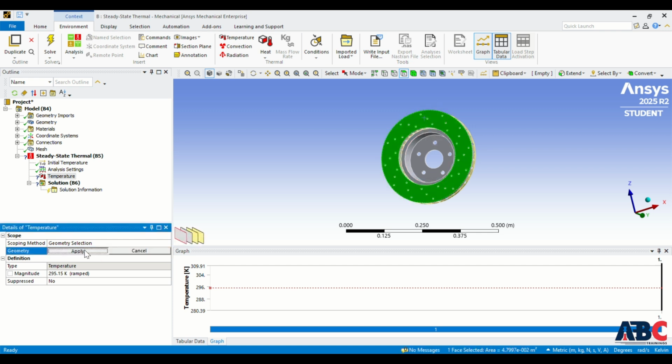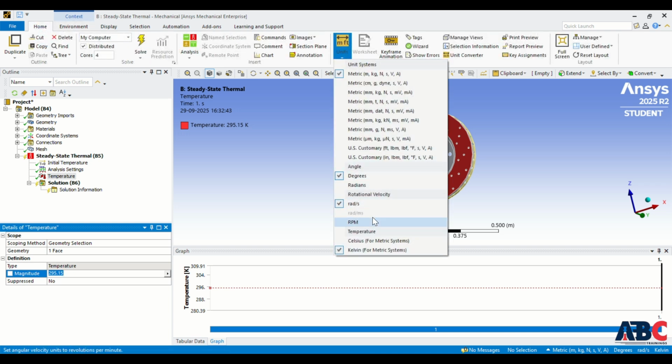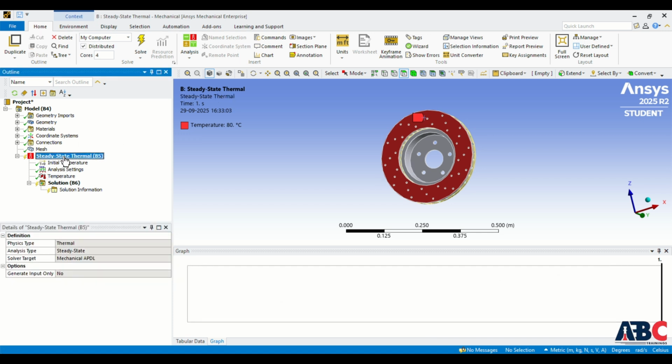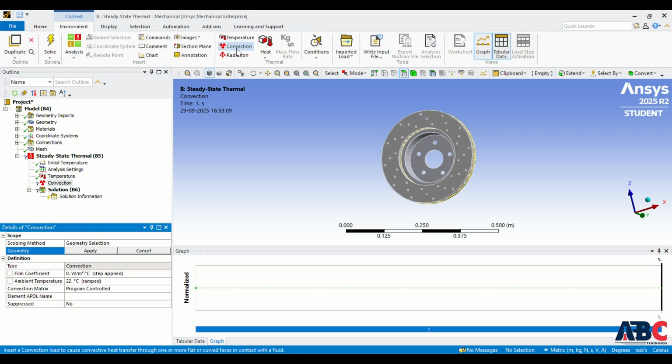to apply temperature. We'll apply the temperature as 22 degrees centigrade, but here the temperature is in Kelvin. So we are going to change the units from Kelvin to centigrade and we have to apply 80 degrees centigrade as the temperature. Now we have to apply the convection. So for that go to environment and apply the convection. We are going to apply convection for the internal body. So click on face.